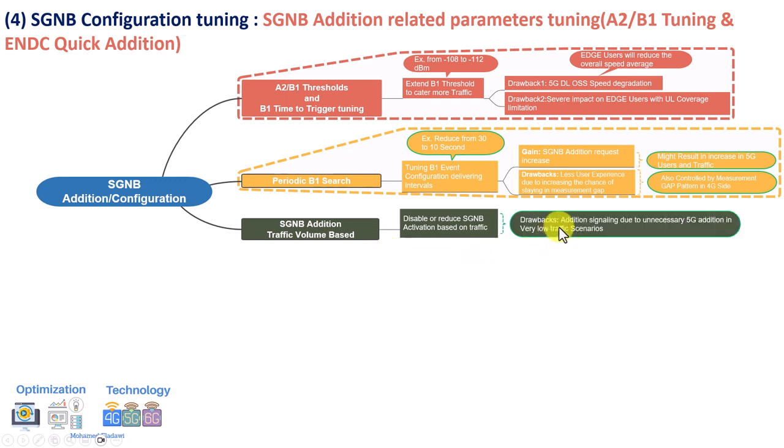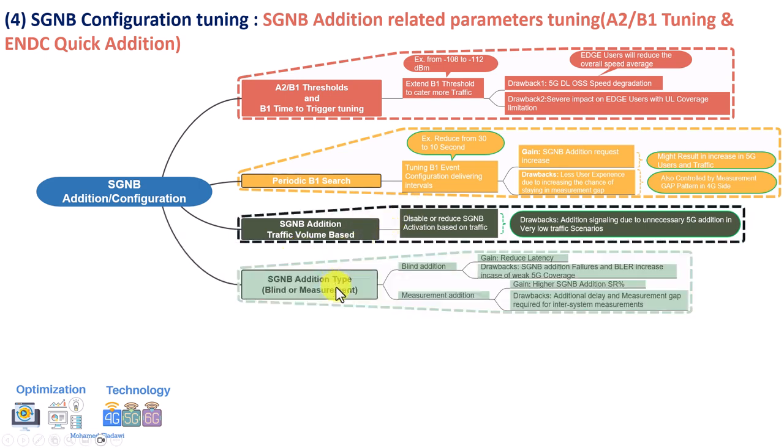And the drawback is that you will have additional signaling due to unnecessary 5G addition in very low traffic scenarios. In case you have very low traffic, you will have unnecessary 5G triggering, but this also might sometimes need to be seen by the users. So these can be the drawbacks which we have. And again, for sure, you might have quick addition, which can be reflected in some small traffic increase.